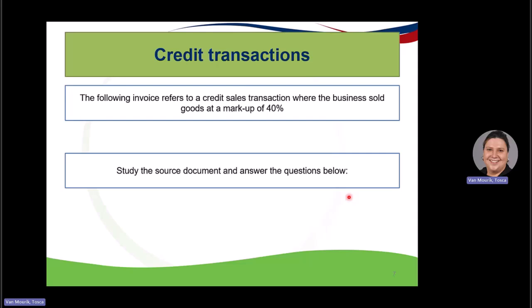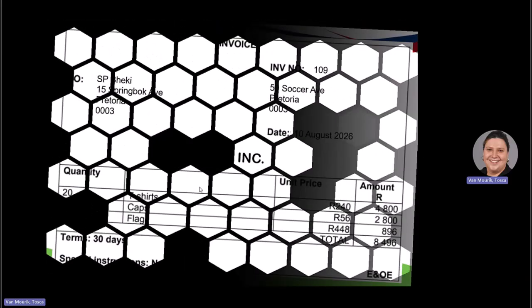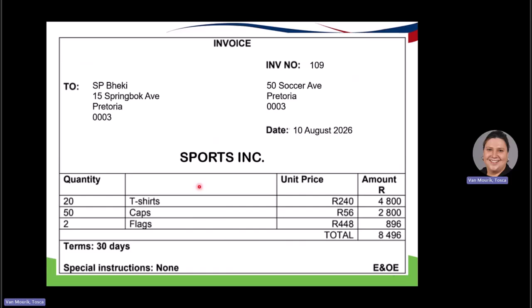The following invoice that will now be presented is a credit sales transaction, and the business sells the goods at a markup of 40%. The source document will be the invoice. For us, our source document is the duplicate invoice, while the debtor has the original invoice. So this is the duplicate invoice that was presented.